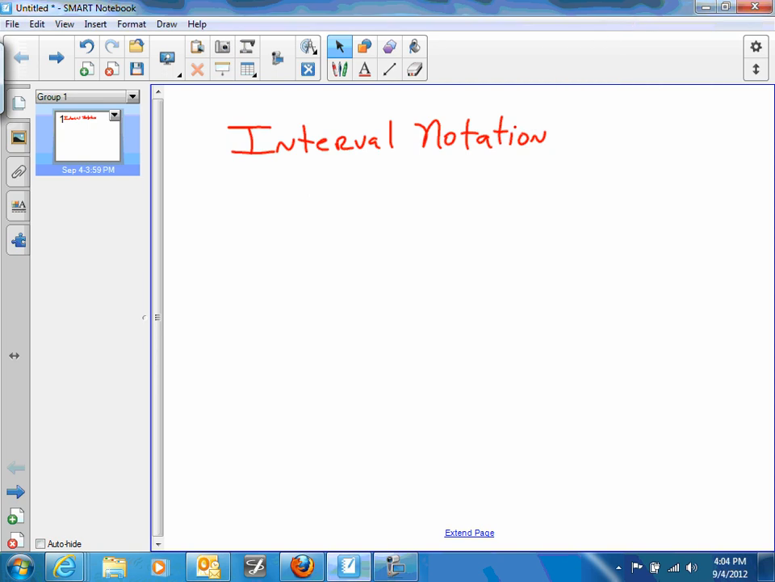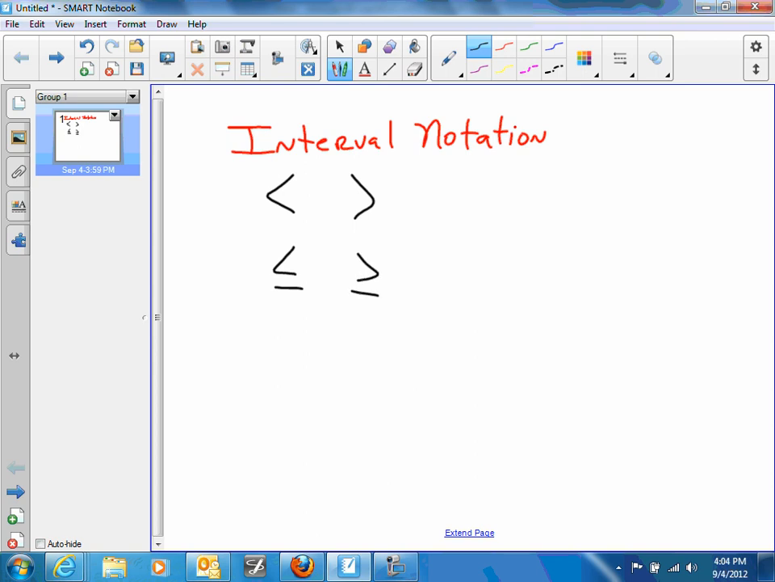Okay, today we're going to start talking about interval notation. Now, interval notation, there are some easy things for you to remember. First of all, you learned that this is less than, this is greater than, depending on what's on either side of the inequality. You also have less than or equal to or greater than or equal to.